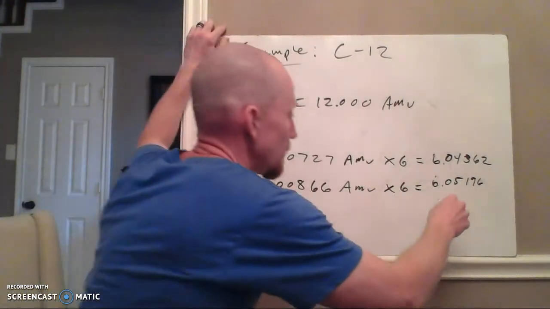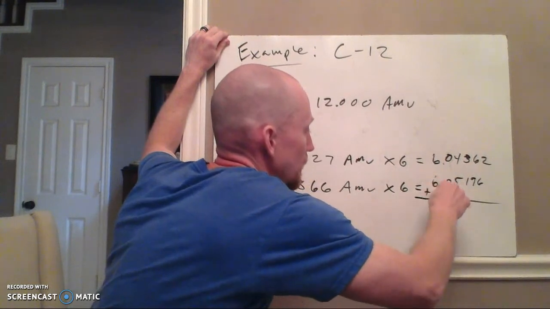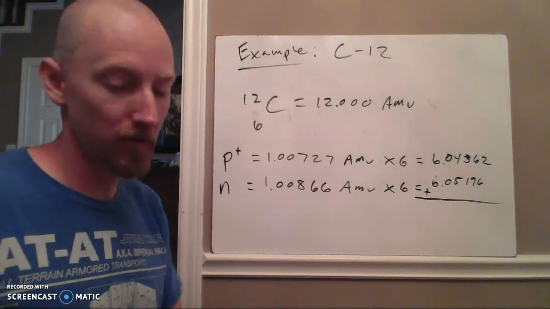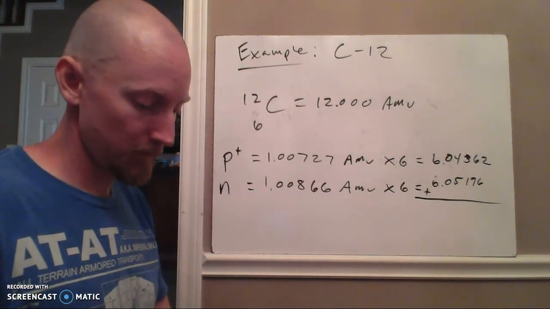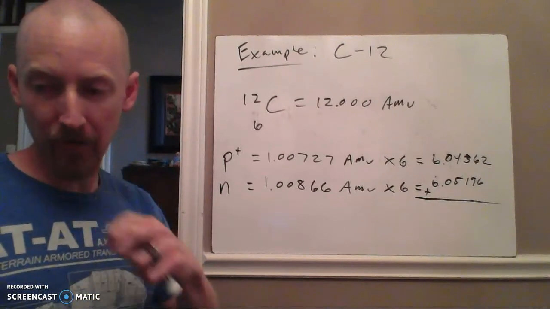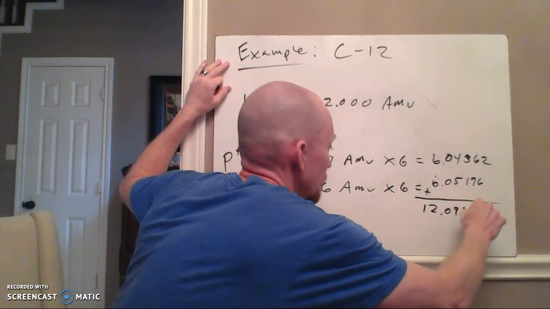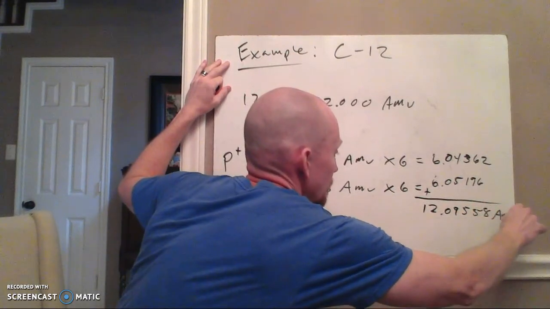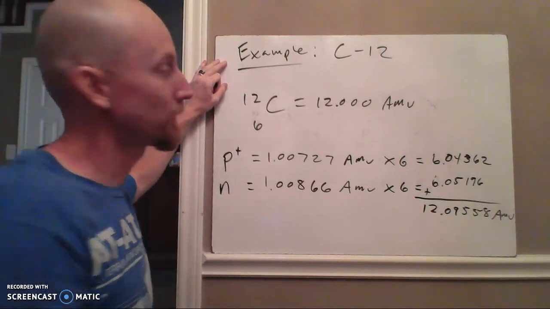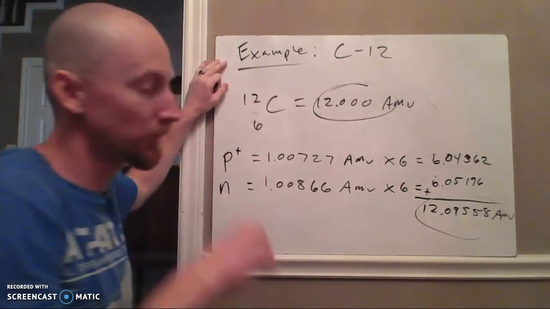Now, the interesting thing is, over here we're going to add these two up. Hope my board doesn't fall. That'll be hilarious. So I'm going to add those. I get 12.09558. So notice, there's a difference between the mass of carbon-12 and the mass of the constituent parts.